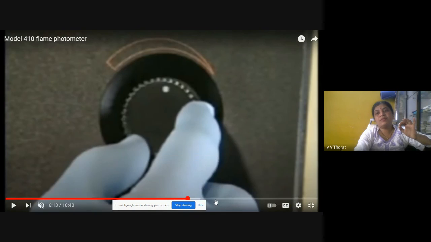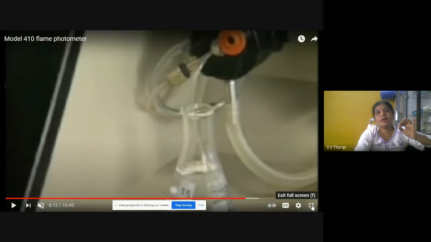Okay, excess of solvent passes into the trap. How it happens?